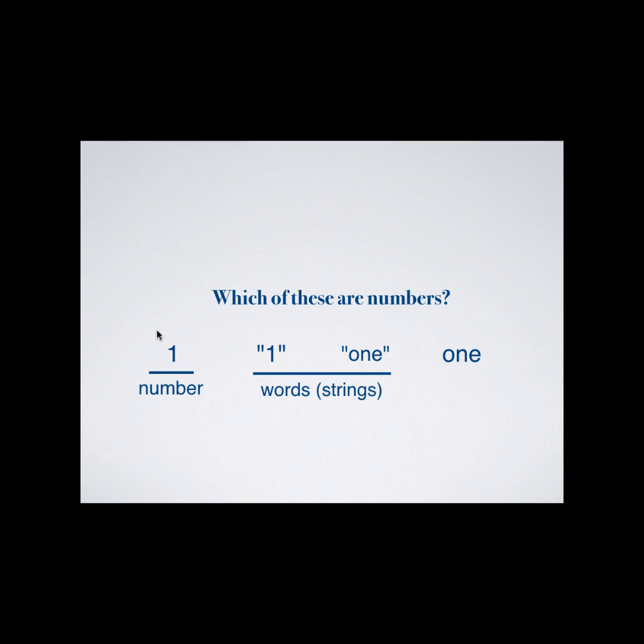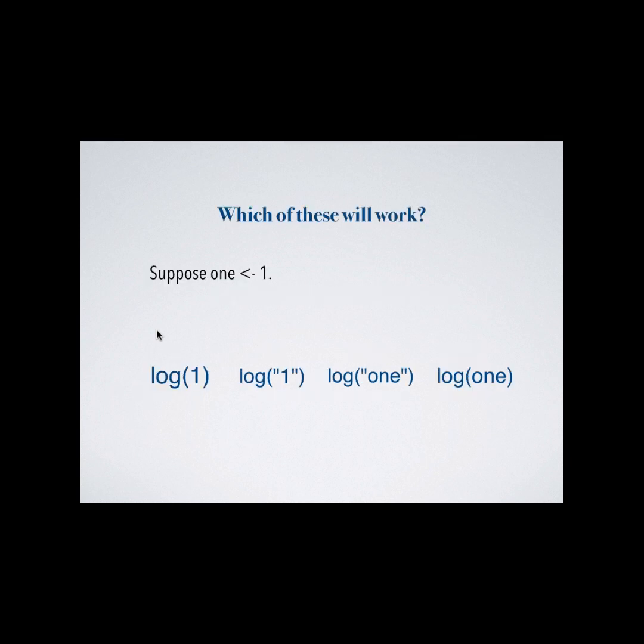What about the last one? Number or not? It's not in quotes. No. Why not? What would it be instead? You're right, it's not a number. It's an object. Yeah, exactly. And the object could store a value, absolutely. But in this case, it's an object.